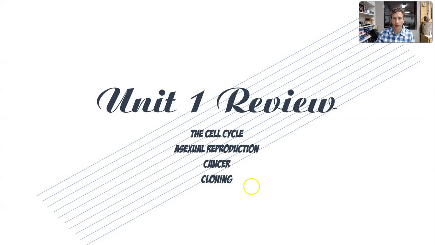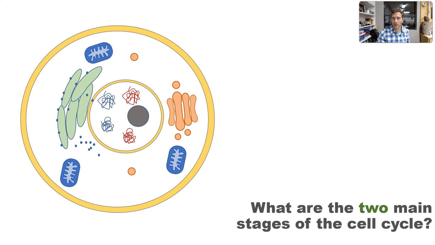So, the four things that we learned about in this unit are the cell cycle, asexual reproduction, cancer, and cloning. And there's a lot of information about those. So I hope this is useful. First thing, you should know the cell cycle really well.